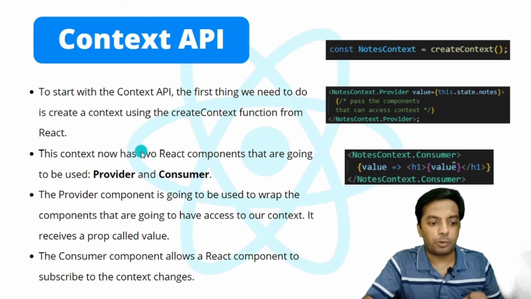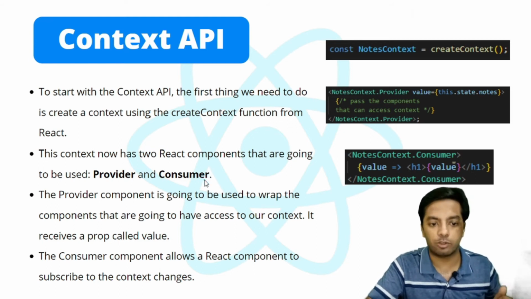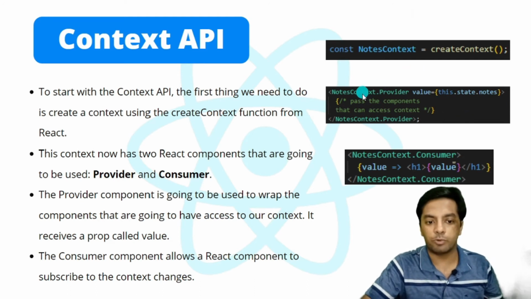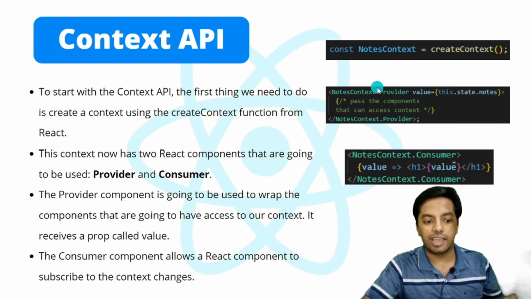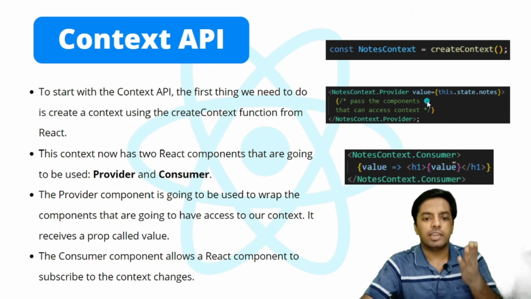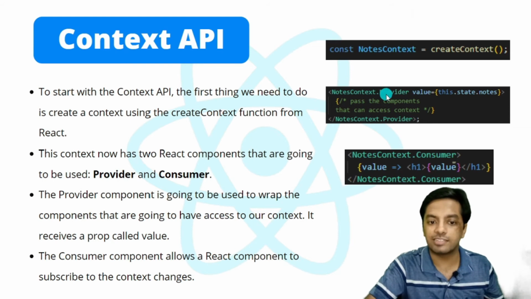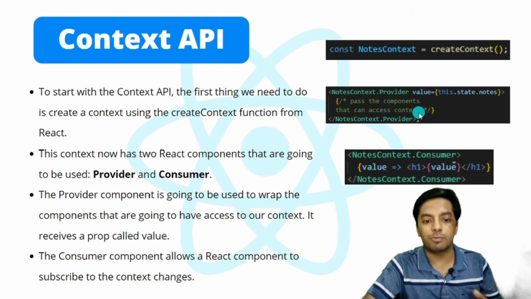So the provider component is going to be used to wrap the components that are going to have access to a context. It receives a prop called value. So here in the same component, we created a provider, nodesContext.Provider. We created this context, so we created a provider for that and passed a prop value. Okay, so this value prop will receive the value that we need to actually pass. And inside this provider, we'll pass all the components that need to access this value.